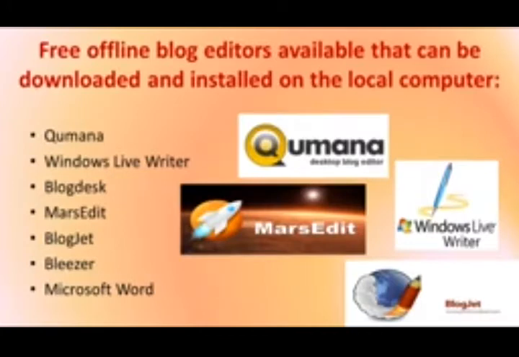Now the screen specifies various offline editors which can be downloaded and installed in our systems and work with as per our convenience. So first is Kumana, second Windows Live Writer, then BlogDesk, MarsEdit, BlogJet, Blazor and Microsoft Word. Yes, of course, Microsoft Word is also one of the examples of offline blog editors, as it provides us with a template named blog post which can be used to create our blogging data.